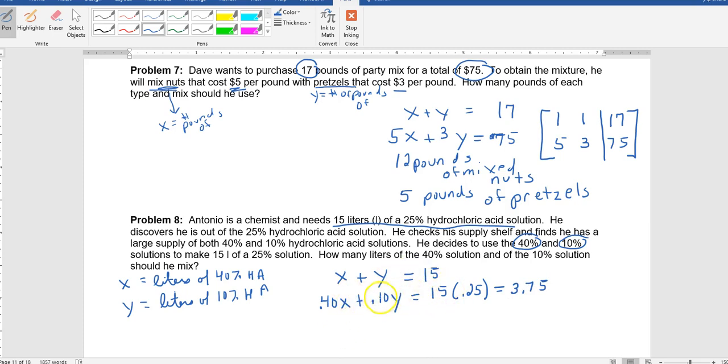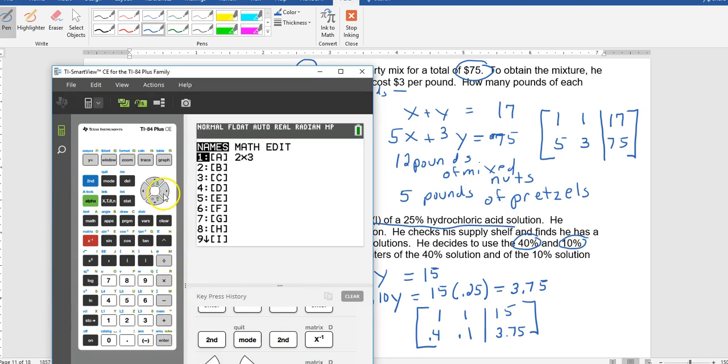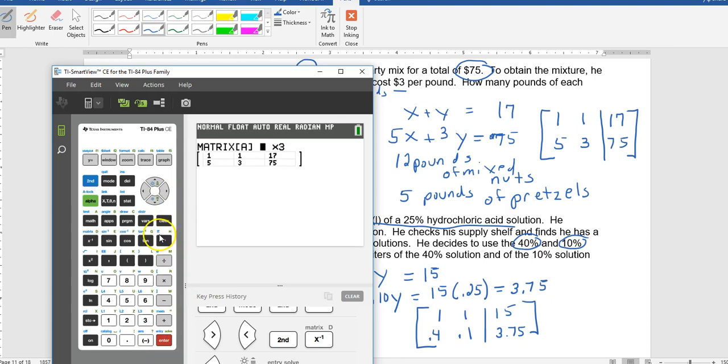So now we have our two equations, or our augmented matrix. We have 1, 1, our line, 15, and then we have 0.4, and then 0.1, and that's going to give us 3.75. So we go back to second matrix, and then we want to edit. Again, it's a 2 by 3, and then we have a 1 and a 1 and a 15, and then a 0.4 and a 0.1 and then a 3.75.